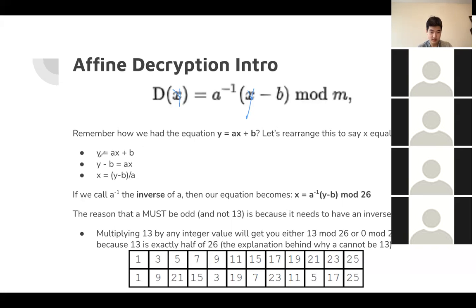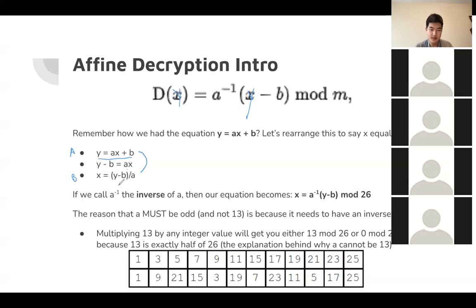So here, this is just a walkthrough of how we got from point A to point B. So we start with the encryption equation, and remember that this is all mod 26. We subtract b from both sides to get y minus b equals ax, and then we divide both sides by a to get x by itself. So x equals y minus b over a.